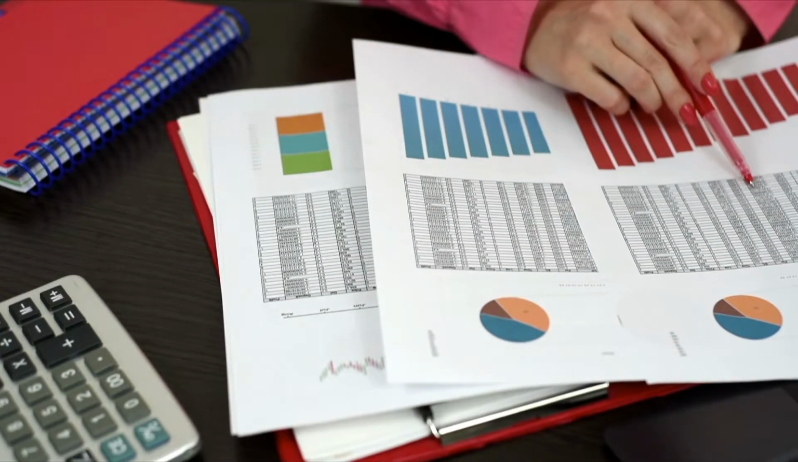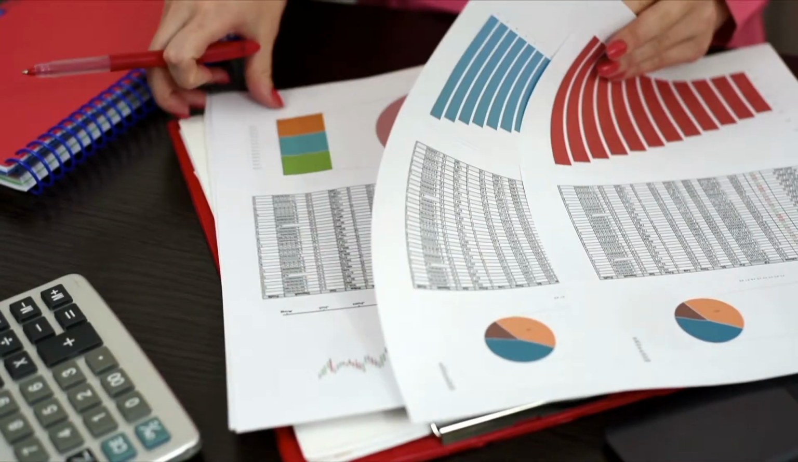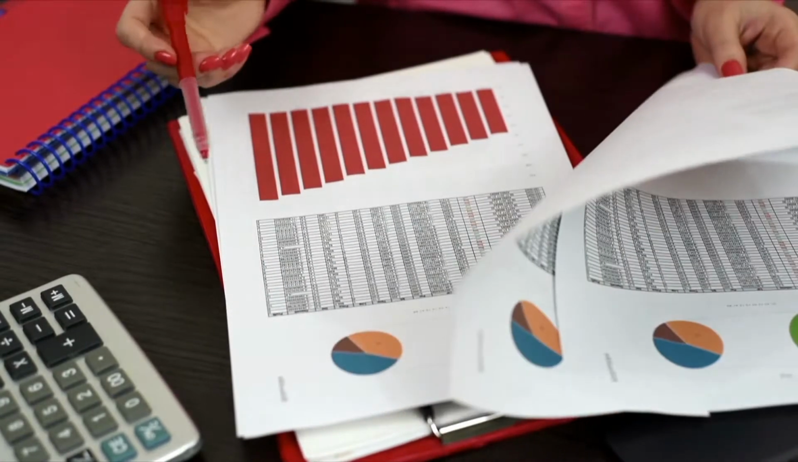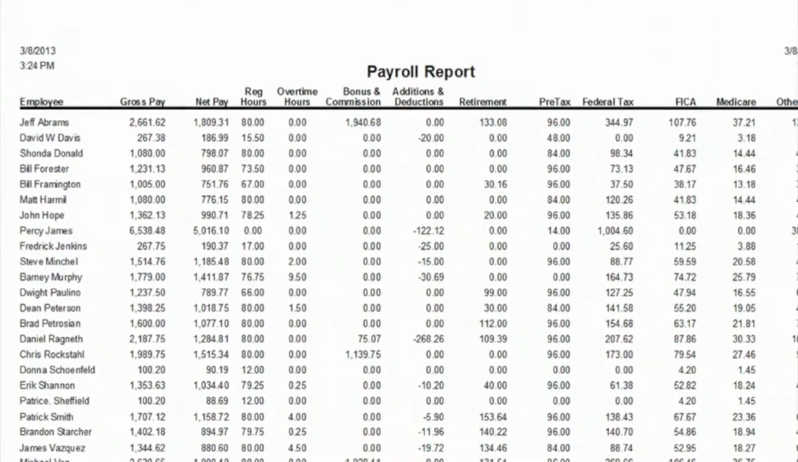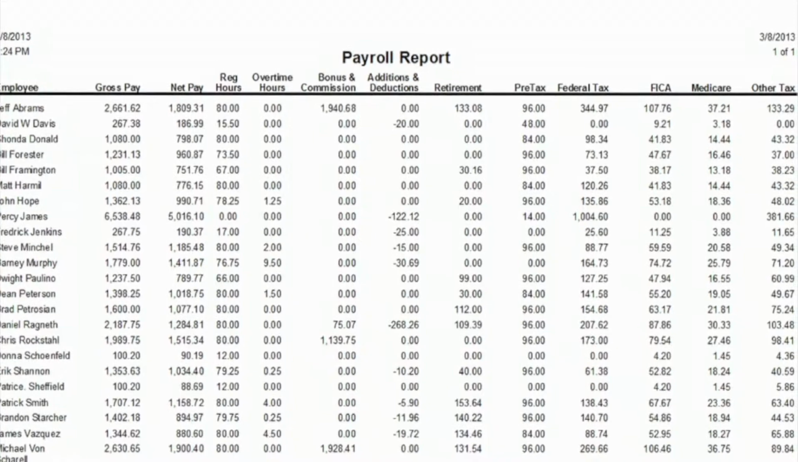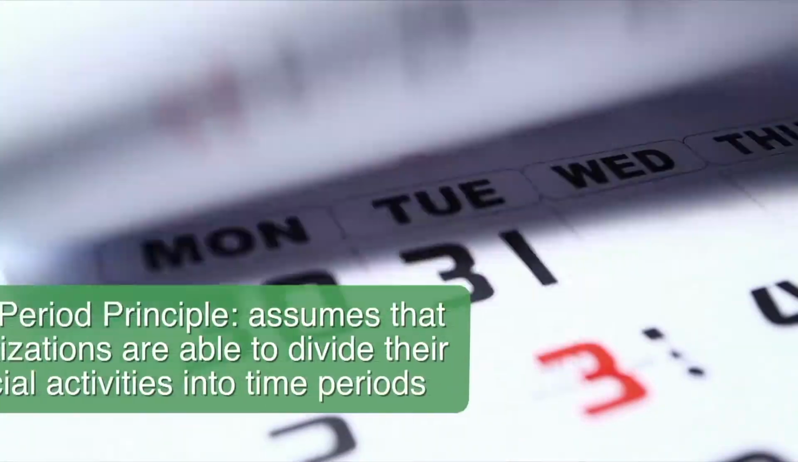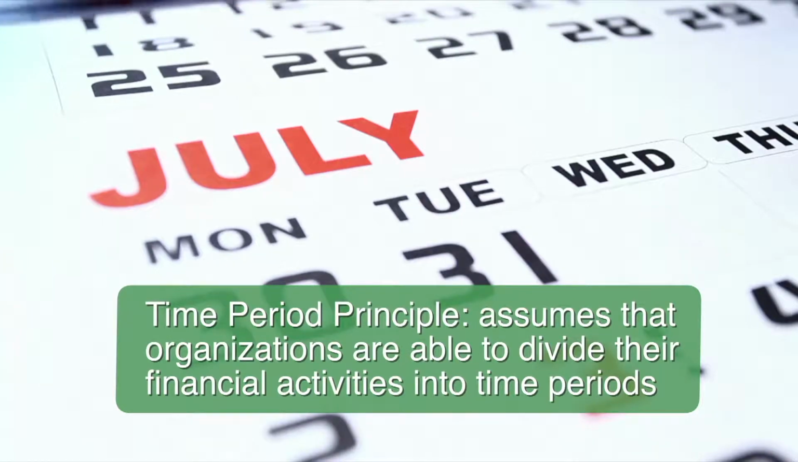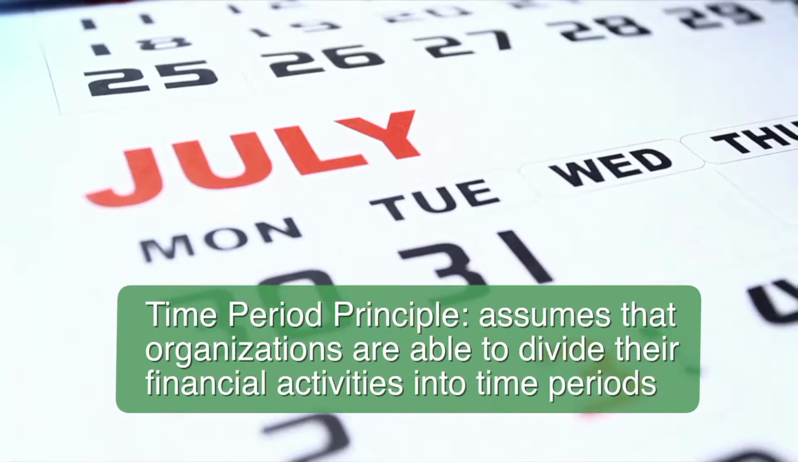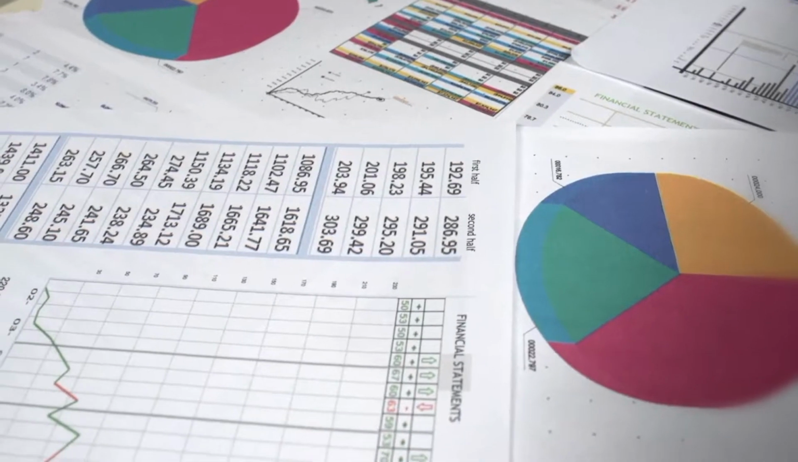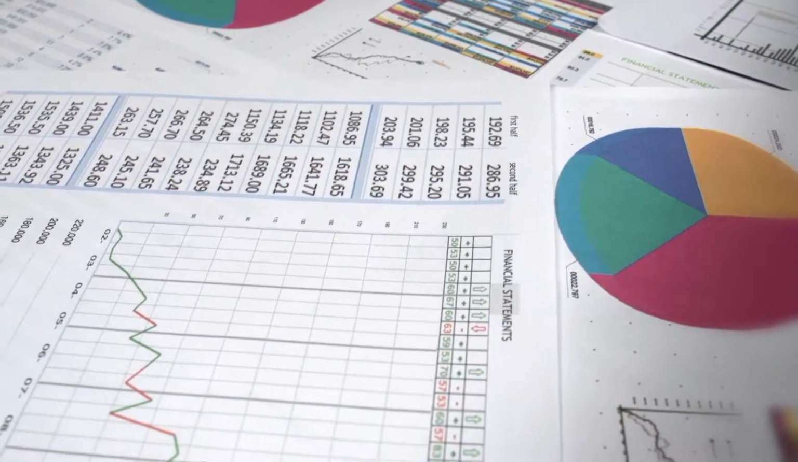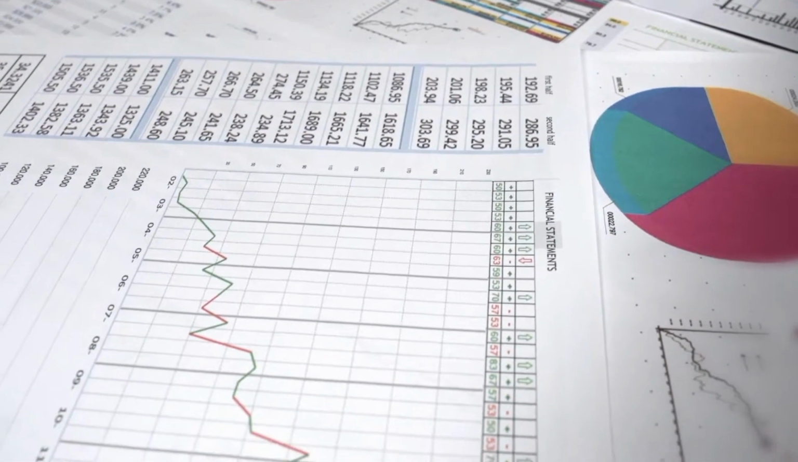Some businesses require weekly sales reports. Other companies want monthly expense reports. Quarterly and semi-annually are other common time periods for companies to prepare tax or payroll reports. In accounting, the time period principle assumes that all companies and organizations are able to divide their financial activities into certain time periods. Accounting or reporting time periods can vary and be any time interval required by the company.